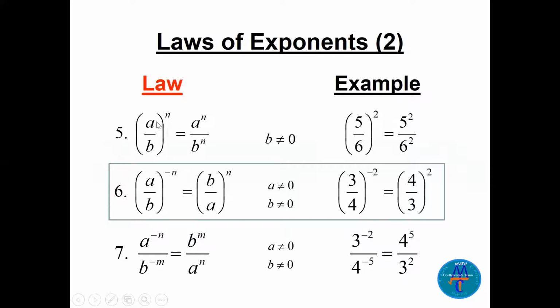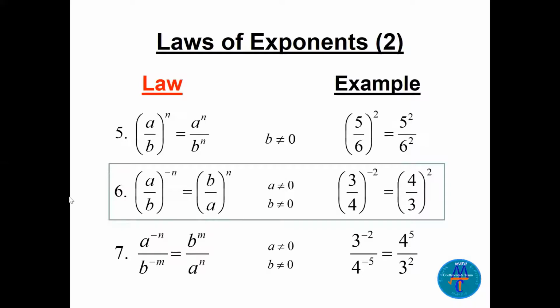A over B, see division, all to the power n: A to the power n divided by B to the power n. This is a simple example, 5 over 6 squared, 5 squared divided by 6 squared. Now, if you have a fraction with a negative power, you can invert the fraction and leave the same power. See, A over B becomes B over A with this minus. Because when you have a minus, then you will say 1 over. That means you flip the fraction.